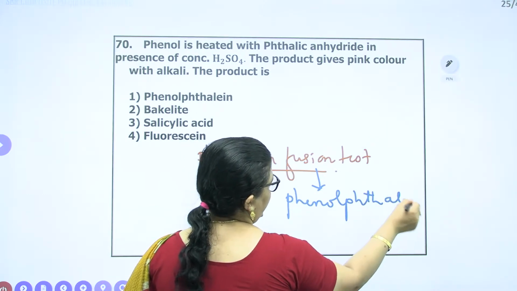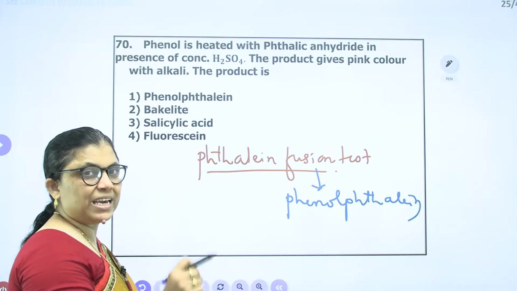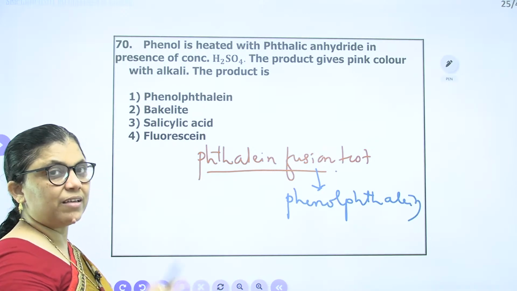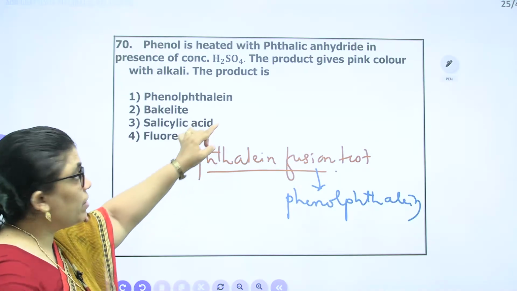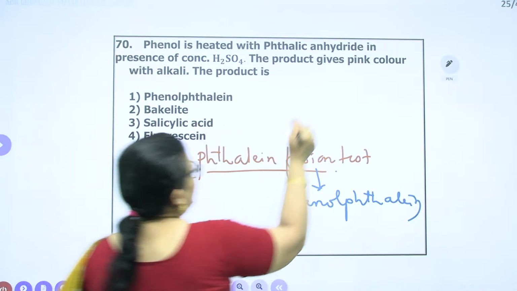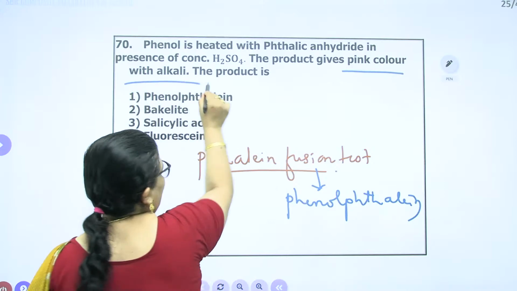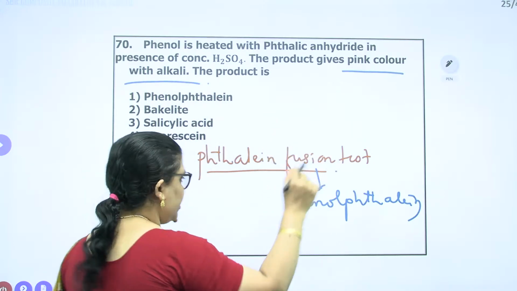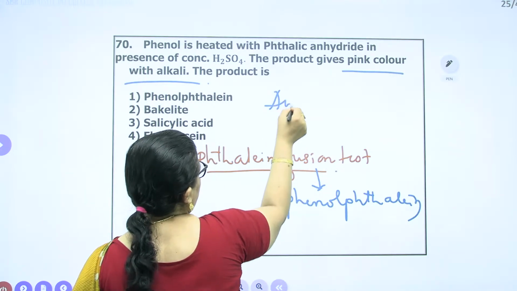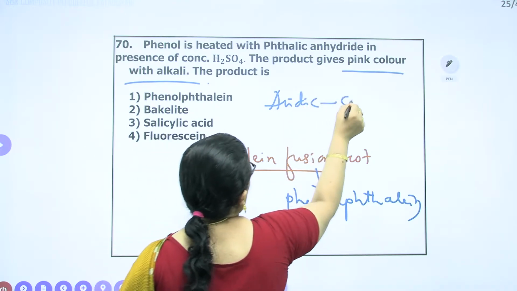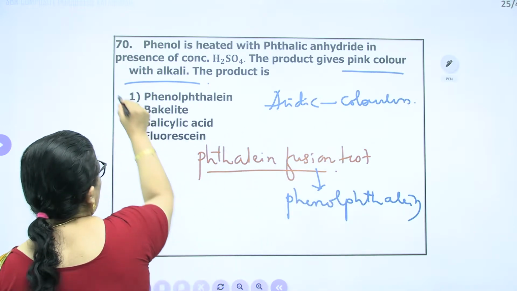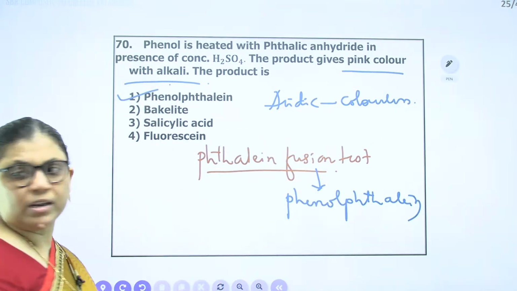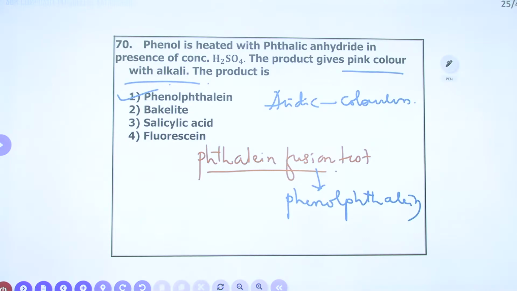One thing you need to remember is that phenolphthalein gives pink color in basic medium, colorless in acidic medium. Here they said that phenolphthalein will get a pink color. It gives the pink color with alkali medium. If it is in acidic medium, it will be colorless. Therefore, the correct option is the first one, phenolphthalein.